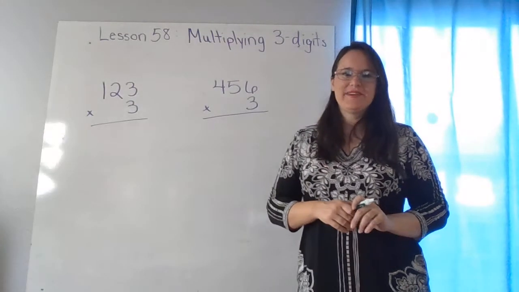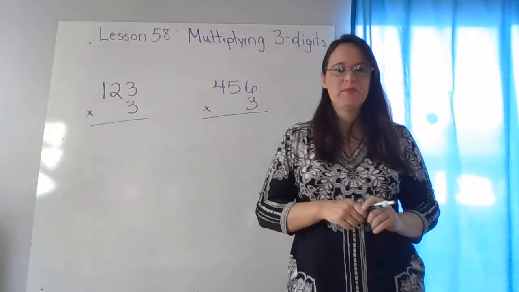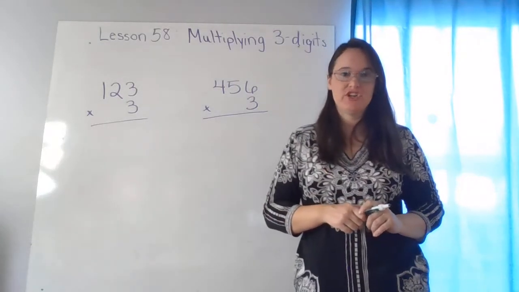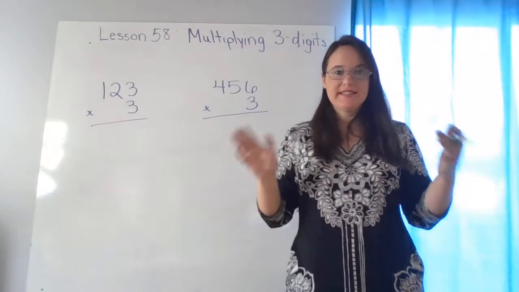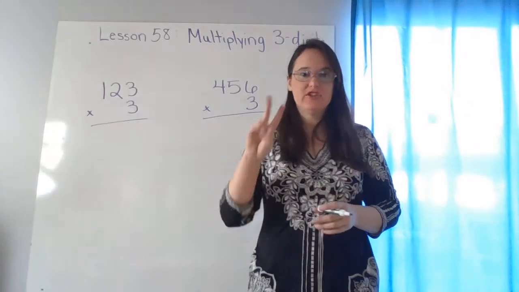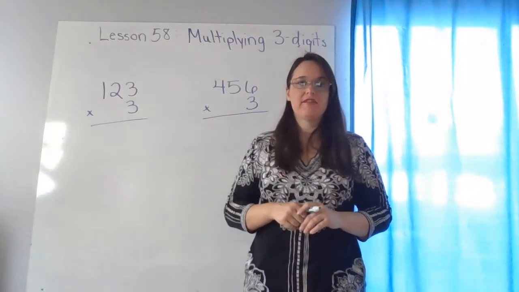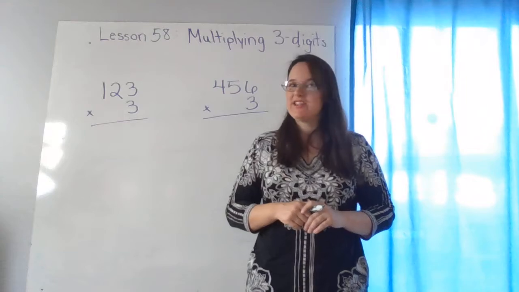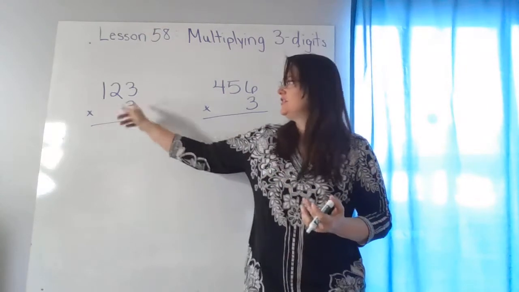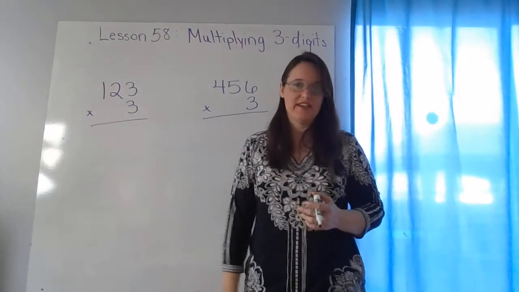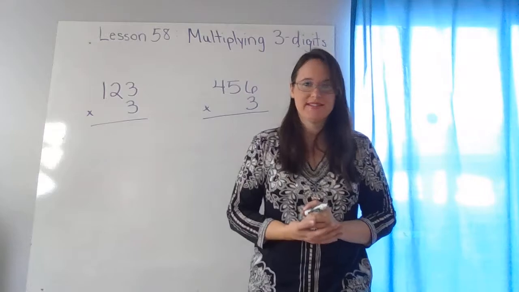Hi class, today we are on Saxon Math Book 4, Lesson 58, and we will be multiplying 3-digit numbers. You guys have already practiced and learned how to multiply 2-digit numbers. I am here to tell you that multiplying by 3-digit numbers is no different, except you now have a third digit that you're going to have to multiply by. But it's the same exact process.